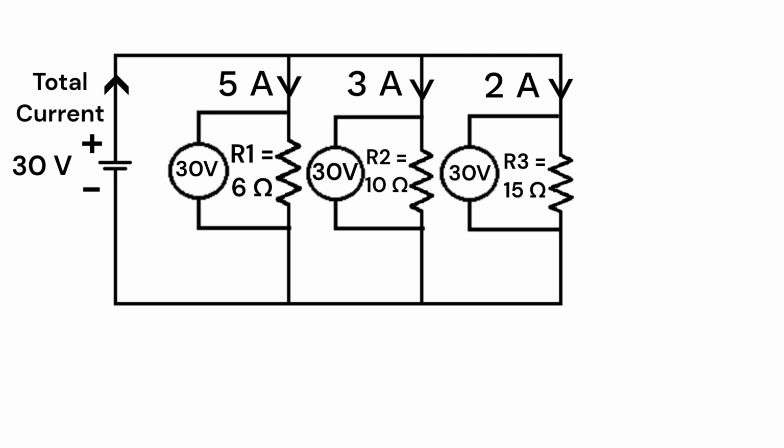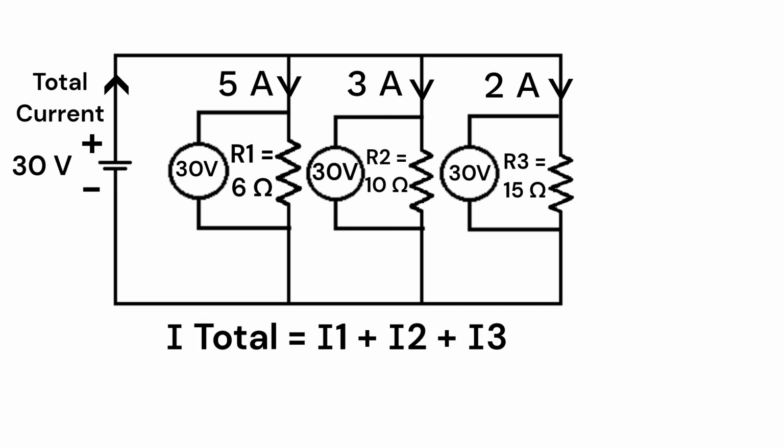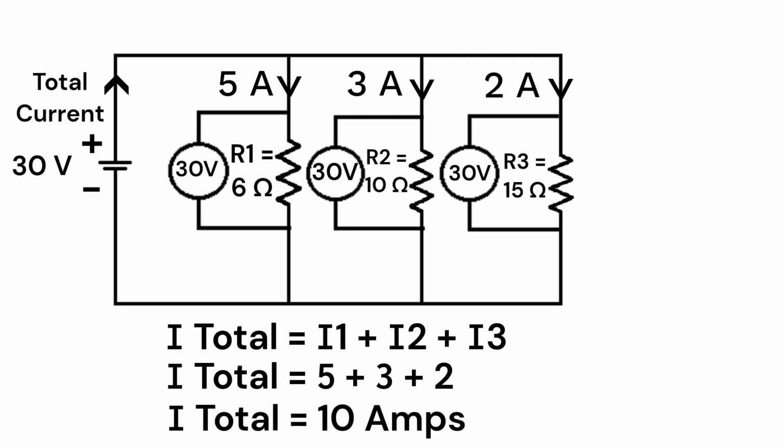Now, to get the total current, we need to sum up all the individual currents. So I total is equal to I1 plus I2 plus I3, which is 5 plus 3 plus 2, which becomes 10 amperes. Then the total current in the circuit is 10 amperes.